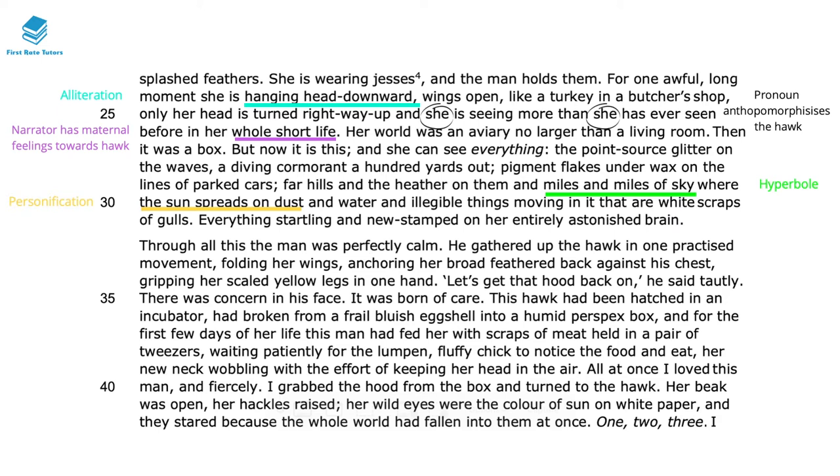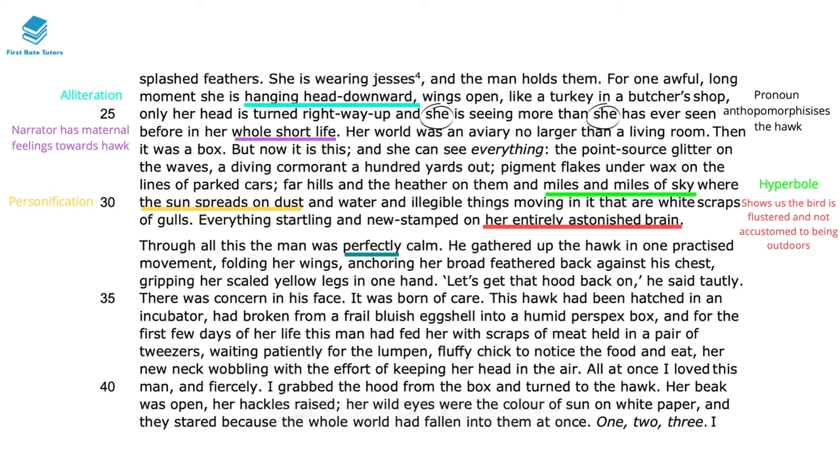Also, when she mentions the sun spreading on dust, the personification here really creates a very beautiful and very vivid image of nature that's surrounding them. However, of course, this also shows how incomprehensible all of this sensory language and sensory information is to the hawk that's seeing this for the first time properly. Also, she highlights this when she mentions that the hawk has an entirely astonished brain. So she says her entirely astonished brain. And this shows us, of course, that the bird is really flustered and it's not accustomed to being outdoors. It's not accustomed to seeing all of this all at once. It's almost like an attack on all of its senses.